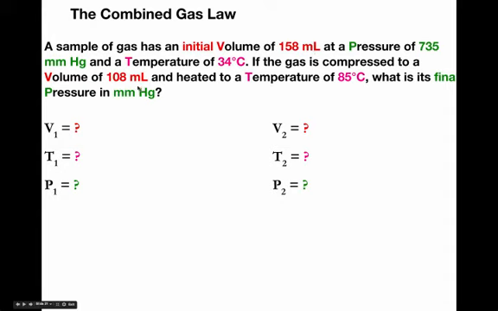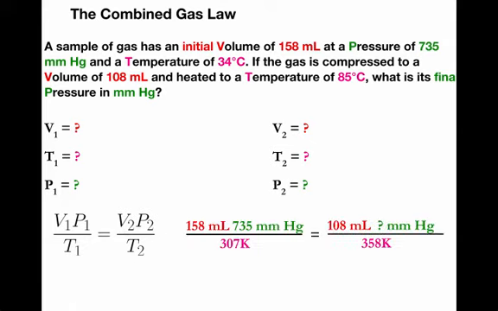We have milliliters and milliliters. We're going to have to convert to Kelvin and Kelvin, and we have millimeters of mercury, and we have what's the final pressure in millimeters of mercury. So all of the units match. So there's the formula for the combined gas law. V1 P1 over T1 equals V2 P2 over T2. We fill in the pieces of information.